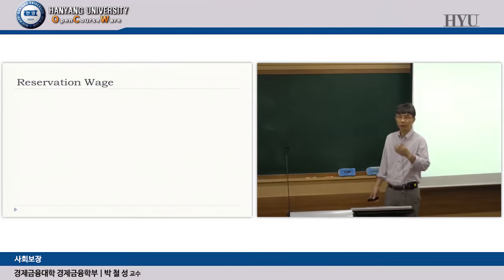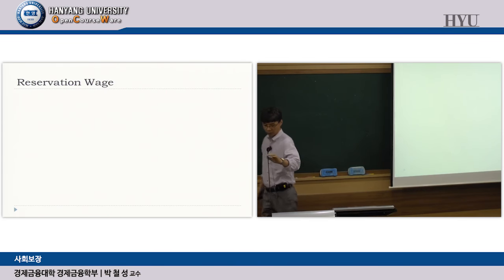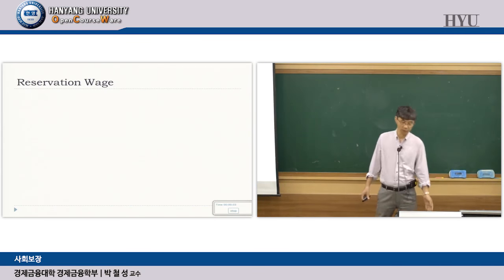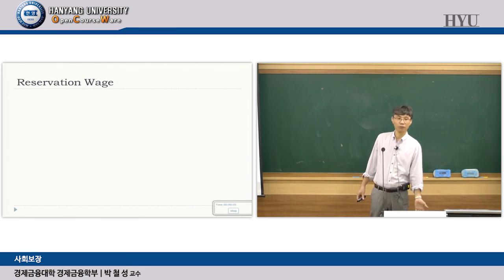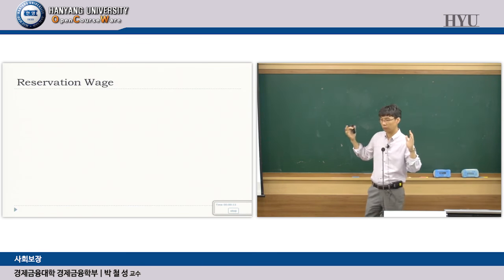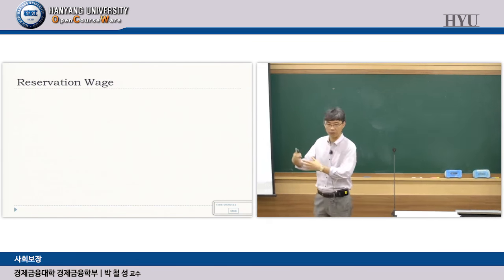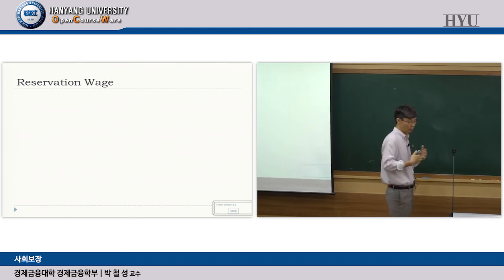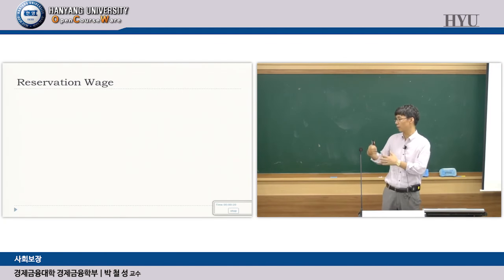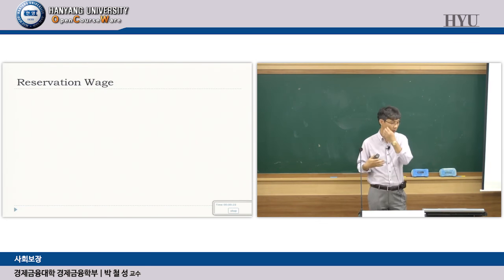So yesterday we studied the model of labor supply, and what we were concerned with yesterday was how to determine the hours of working. So the hours of working, how it changes, for example, when the non-labor income increases or decreases, and how it changes when the wage rate goes up or goes down, right? That's what we studied yesterday, right?